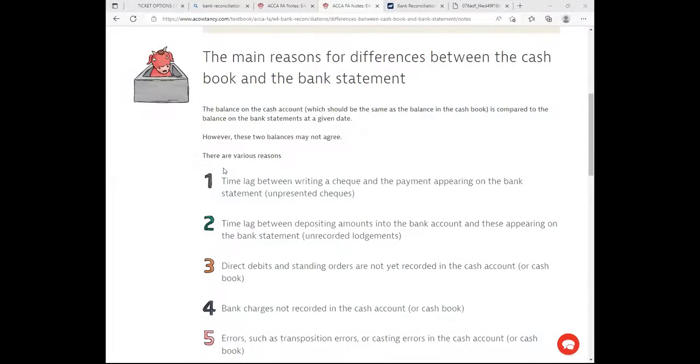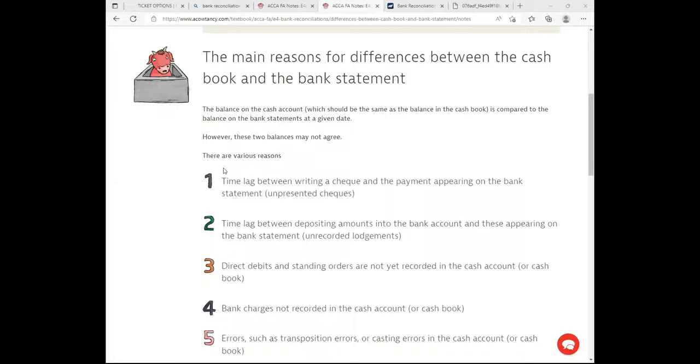So, ladies and gentlemen, here we want to look at bank reconciliation. Of course, at your level, it will be very important for us to look at the main reasons.